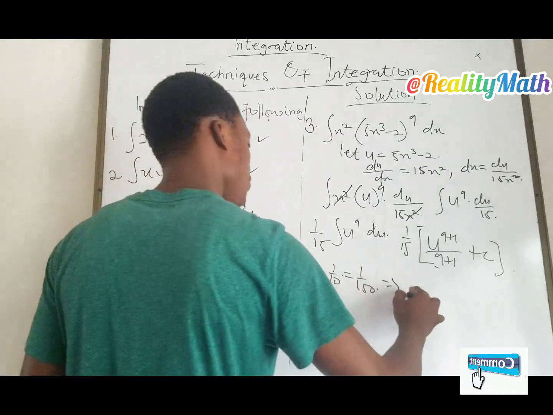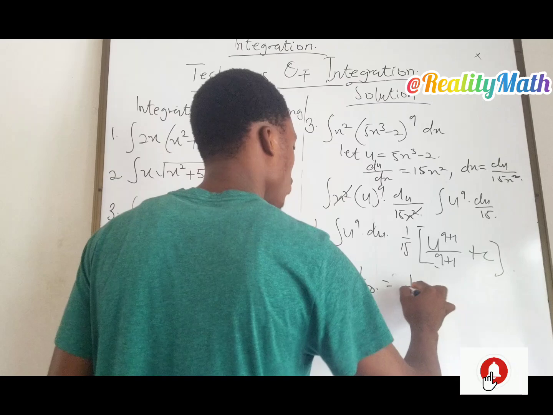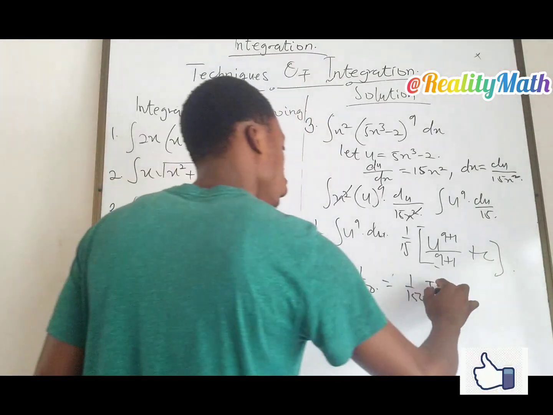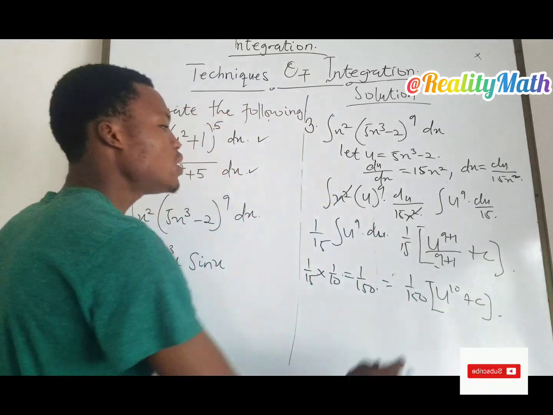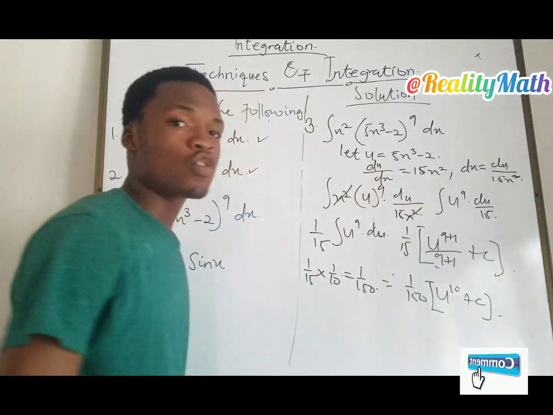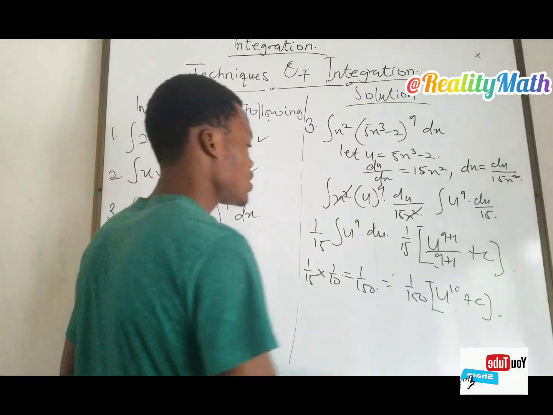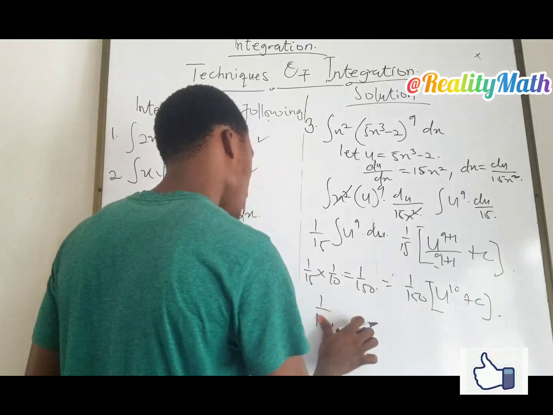So let's see, if we have catered for the denominator, what are we going to get? We are going to get 1 over 150 into bracket u to the power 10 plus some constant c. But we know that our u is 5x cubed minus 2. If it's 5x cubed minus 2, let's substitute it back here. We are having 1 over 150.